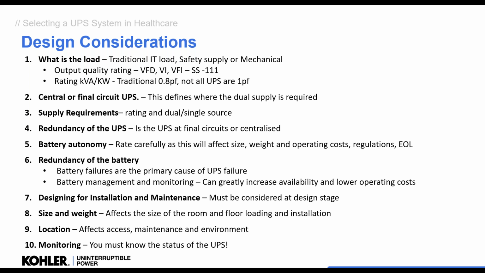Okay, with that supply requirements, again, where we're going to have dual and single sources, where's that required in the system? Okay, redundancy of UPS. So especially if you've got UPS at final circuits, we might want to consider adding an N+1 UPS to give us redundancy in the UPS, or if we've got centralized UPSs at N+N. Autonomy must be done correctly, obviously to the regulations. You might want to consider end of life as well, because of most life safety systems, we would do it for end of life.